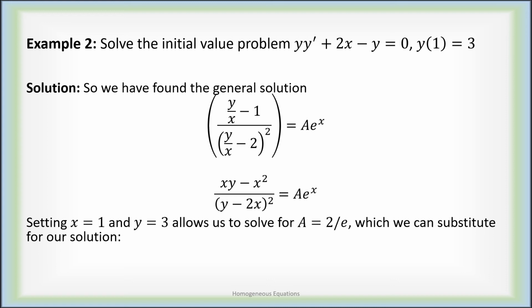If we now use our initial value information that x is 1 and y is 3, well, we plug them in directly for x and y. Okay, this allows me to solve that a is 2 over e. So we plug that back in. And notice that if a is 2 over e, I get a 2, and dividing by e, I'm just going to reduce this power by 1. So here we have it, the solution to the differential equation we started with, the initial values used.